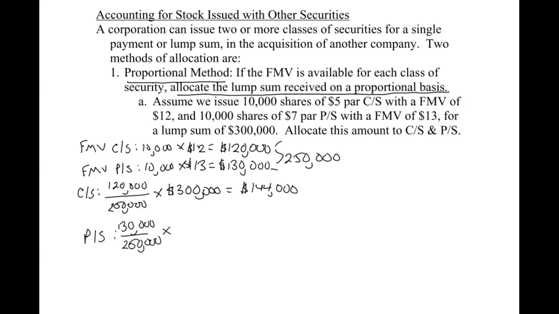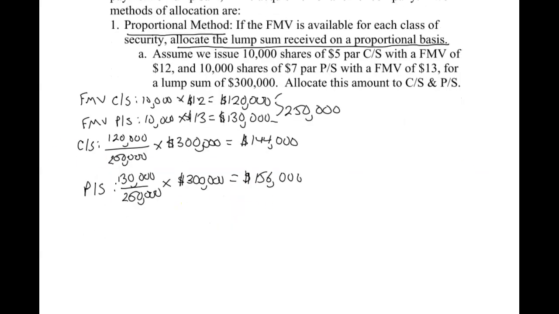Multiply that, so just a little bit over half. Multiply that times 300,000, and that gives me 156. Remember, we're trying to allocate $300,000. I always do a quick check to make sure, yes, I did allocate $300,000. You can probably just eyeball them to do.